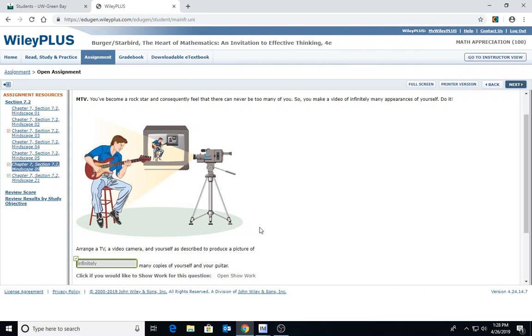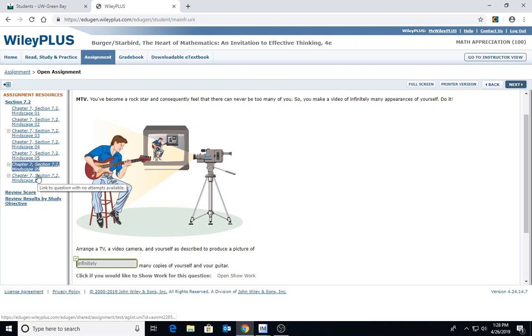I've gotten emailed a few questions here, and we'll go over them on Wiley Plus. The first question was 7.2, number 9, and you can see the answers infinitely. This is just like the fractal that you see on the beginning of each screen as we record and have the studio recorder showing the screen over and over again. So infinitely, you do need to spell that correctly.